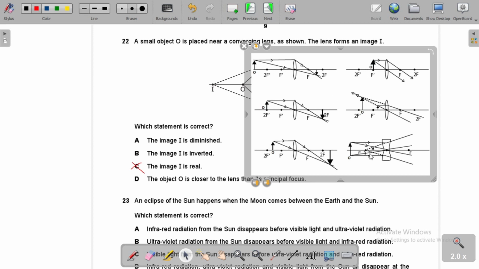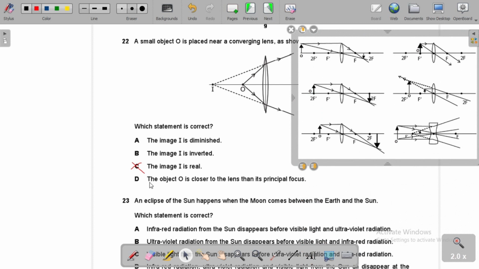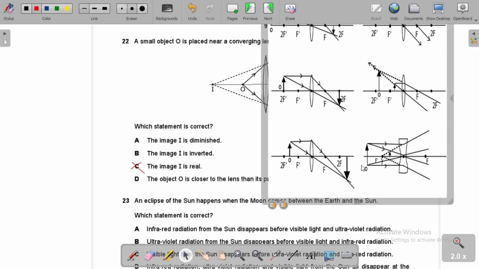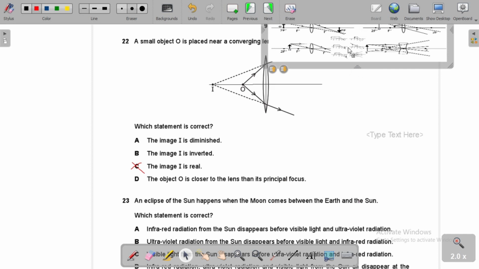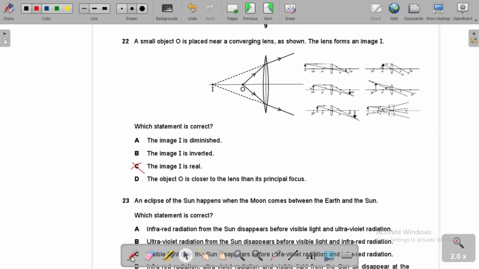Now, the image is diminished. The image is inverted. And the object is here. The object O is closer to the lens than the principal focus. Let's look at the two conditions in which the images are virtual. Now this is the principal focus. The object is closer to the lens than the principal focus here. So it is correct that the object is closer to the lens than the principal focus. Let me reduce this and put it here. Okay.